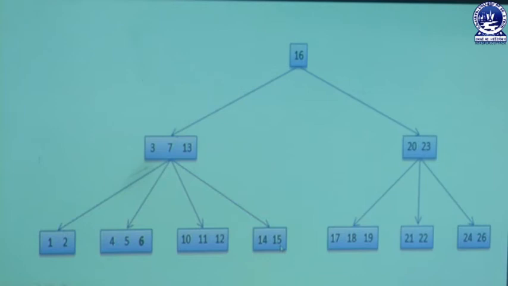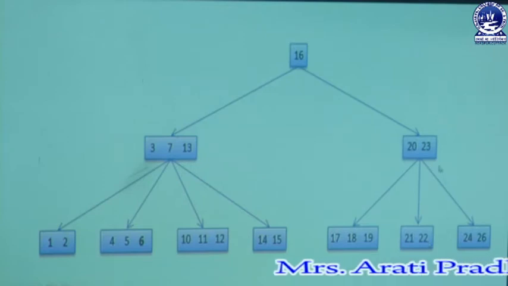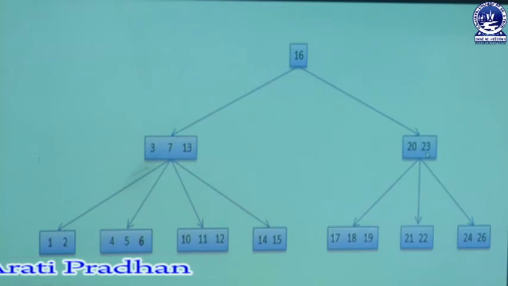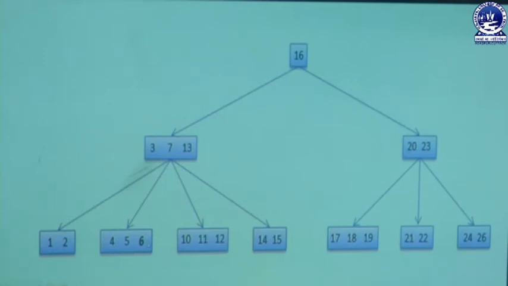Similarly, at the right side, the left node is containing 17, 18, 19 which is less than 20. Then in between the range of 20 and 23, the node is containing 21 and 22. And at the right side, the keys which are greater than 23 are present here, 24 and 26. Suppose here we want to delete 6.